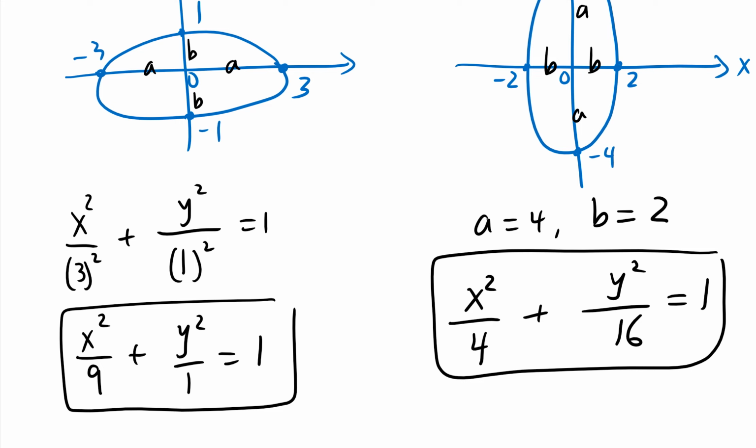Any questions for me? This is 4 squared, this is a squared, this is b squared. Other questions about anything else?